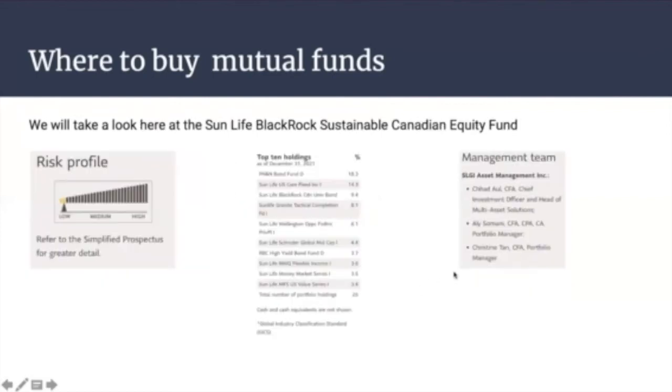So some more about the mutual fund. On the left, you'll see the risk profile. Again, this had mostly fixed income, so it is very low risk. In the middle, it discusses the top 10 holdings. At the top, you see a bond fund. And then on the right, you'll see the management team.